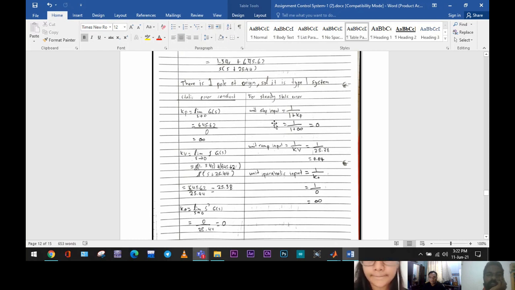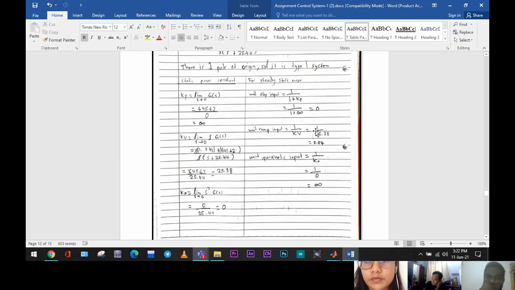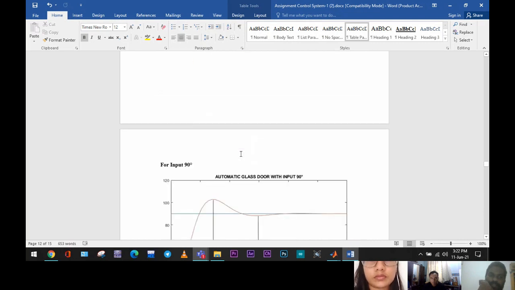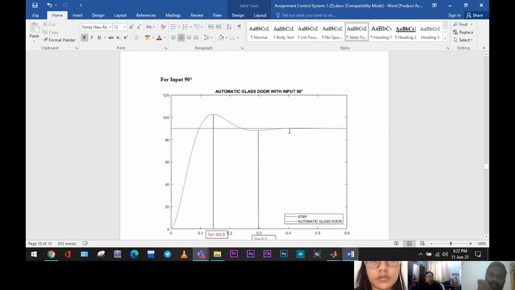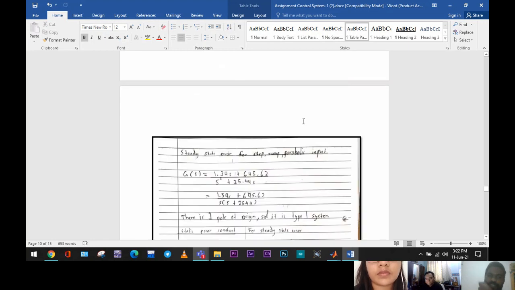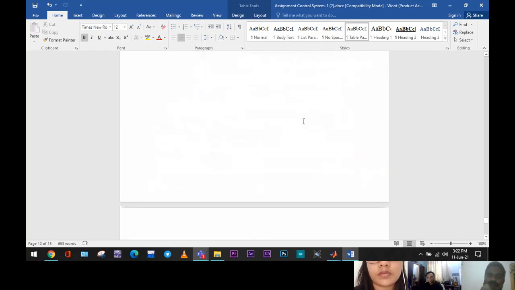For this we have already obtained the steady state error for each input: step input, ramp input, and parabolic. For step we got 0, since the 30-degree angle that we give as input and the output are exactly the same. For the next one, the ramp, we get 0.04. For the ramp, the graph will shoot upward, so the final value will keep going up, and since it's going up, we cannot measure the exact final value.